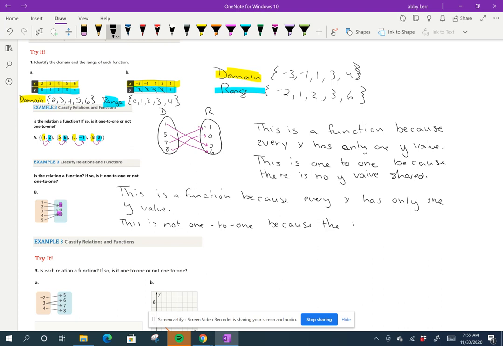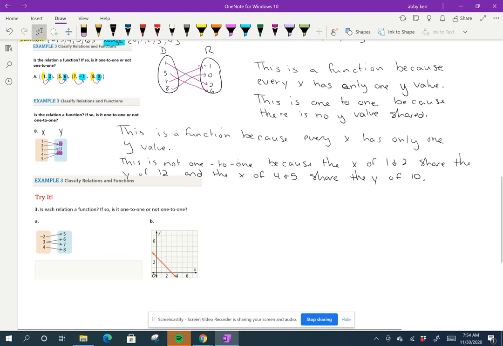Because the x of 1 and 2 share the y of 12, and the x of 4 and 5 share the y of 10. Now you want to be as specific as possible there. Talk about the x. The x is always going to come first. Talk about the y. Always going to come second. And be as specific as possible.